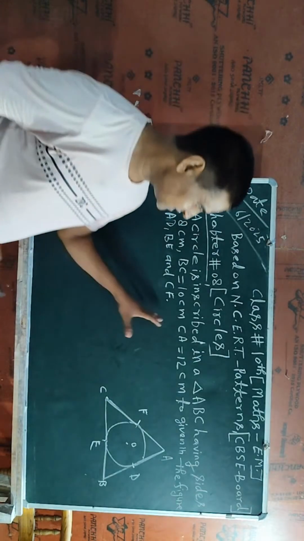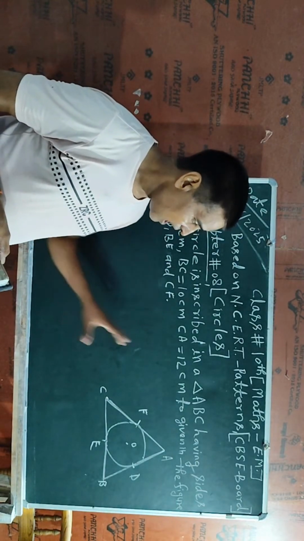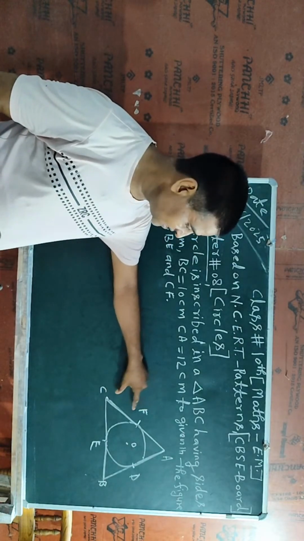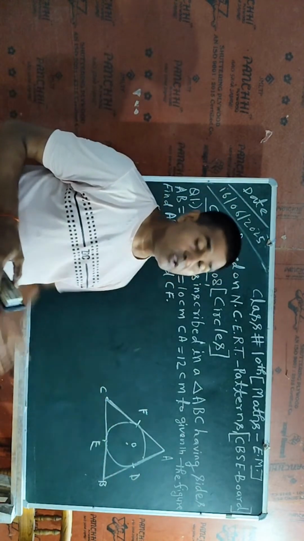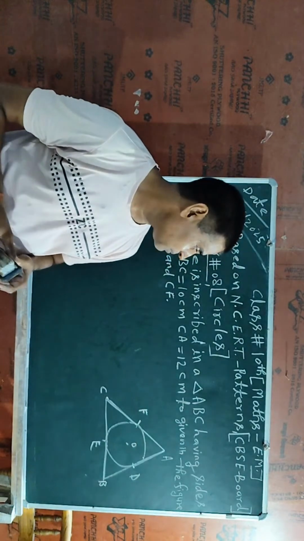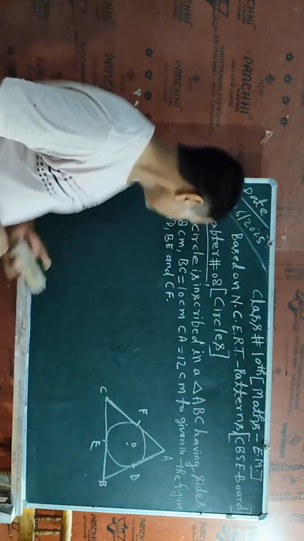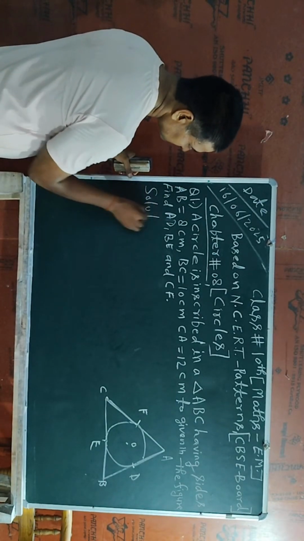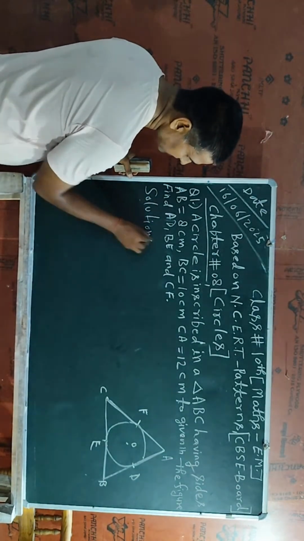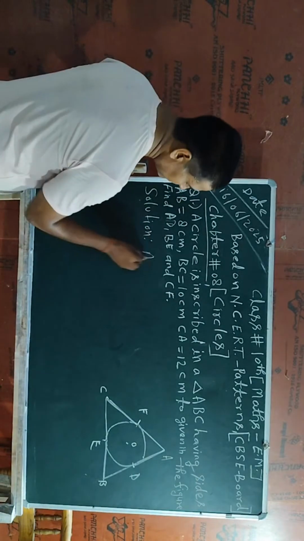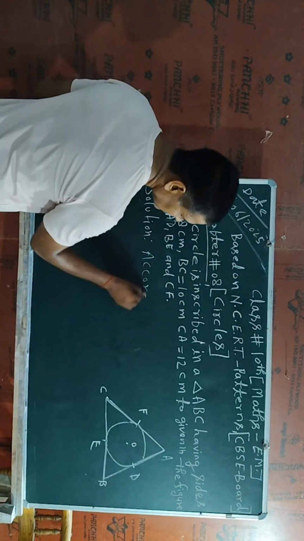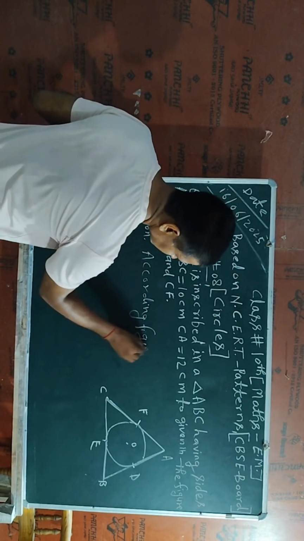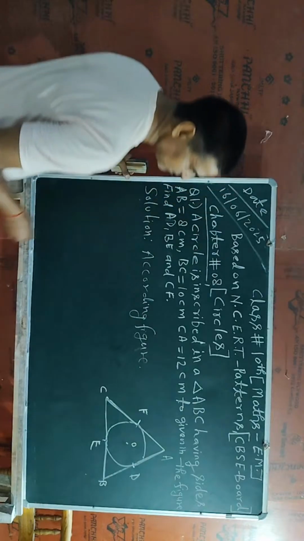So all the information is given, and then I will find the unknown parameters, this length and this length. Here I will use the concept of tangent to the circle. First of all I will write here the solution, and then write according to the figure.